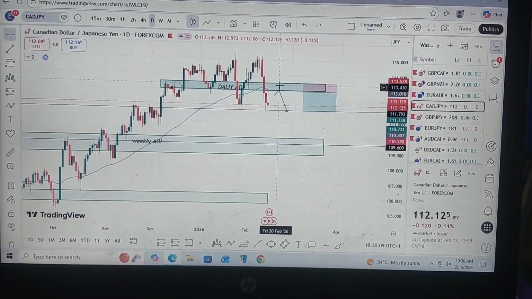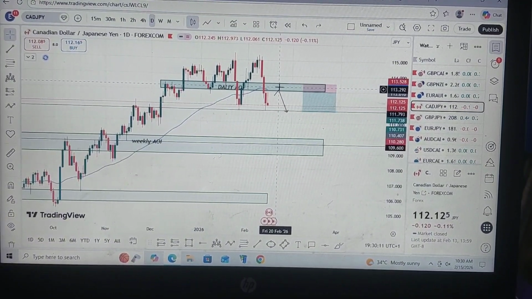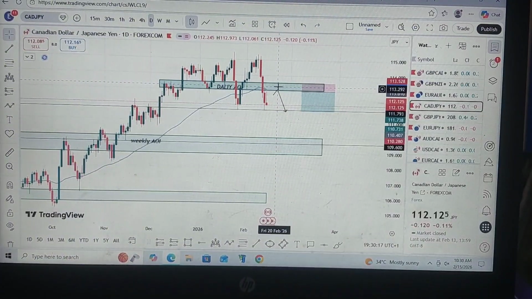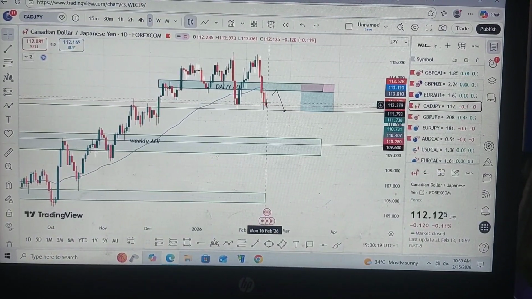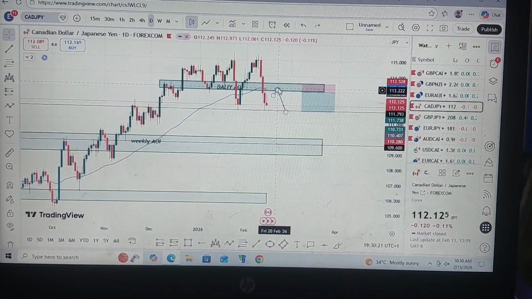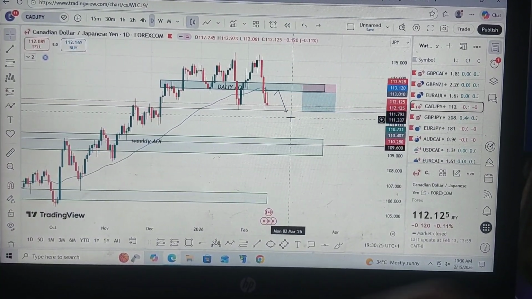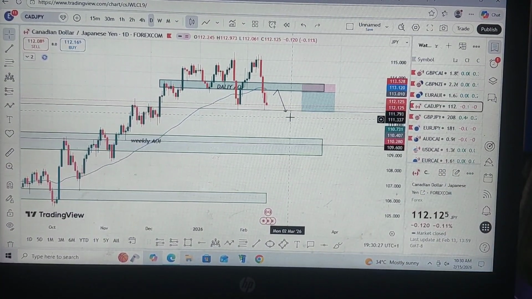I'm expecting a pullback. This can either happen on Tuesday or Wednesday, that this trade will be ready. On Monday we can consolidate here. Tuesday we have the push to the upside, while Wednesday we have the push to the downside. That's what I'm expecting in CAD JPY.